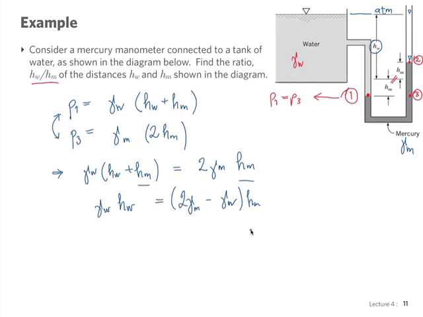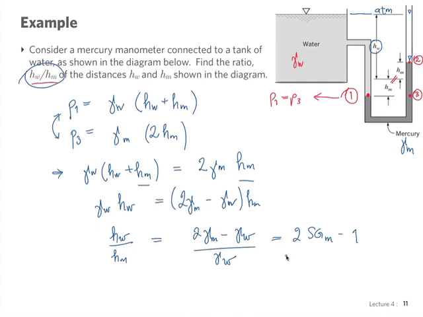And now I can divide both sides of the equation by HM to get the ratio that I'm being asked for. And I can divide over by gamma to the other side to clean it up. So HW divided by HM is 2 gamma M minus gamma W divided by gamma W. Or I could write it as 2 the specific gravity of mercury minus 1.